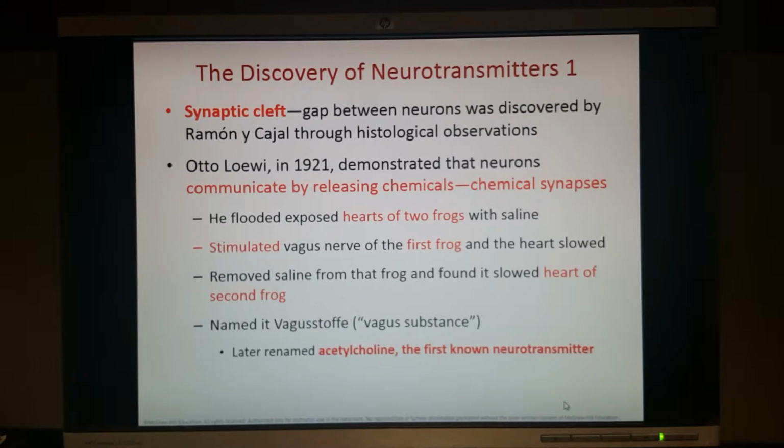The chemical messenger he was focused on, since he was dealing with the heart, a muscle, was the neurotransmitter for muscle cells, acetylcholine. He named it vagus substance. Later it was renamed acetylcholine. So it's our first known neurotransmitter, and it's the only neurotransmitter that is structured the way it is. So it's in its own special little category.